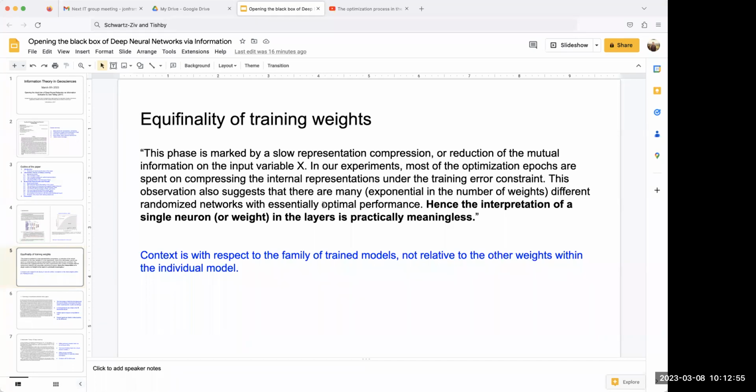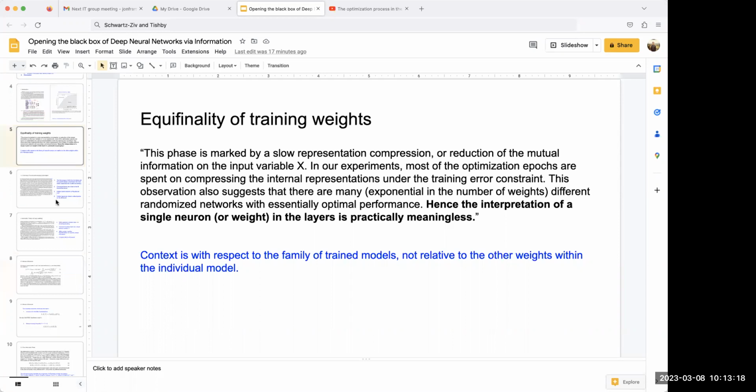So when this paper talks about the weights being meaningless, they're talking about it in terms of they train 50 models, and the neurons that span those 50 different models have different weights. So there are many different sets of weights that can reproduce a fairly equivalent model performance.